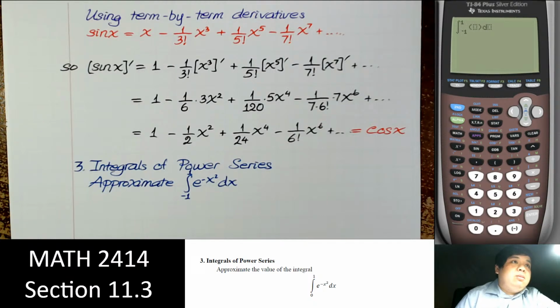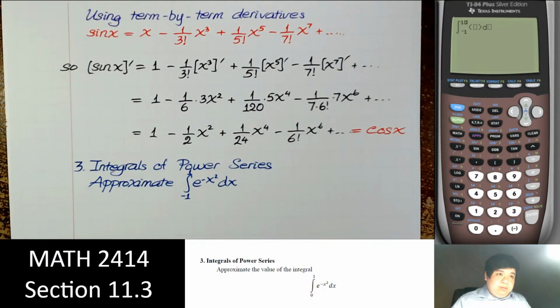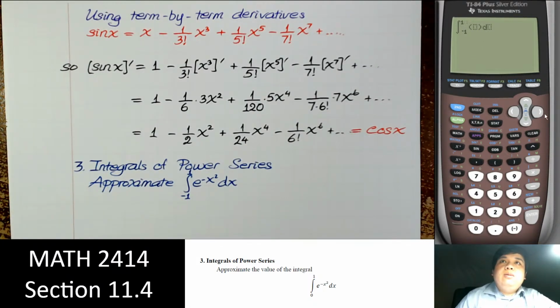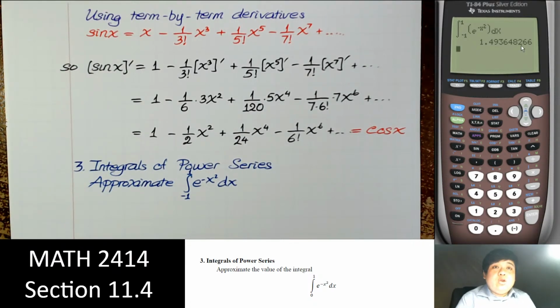Oh, sorry, I forgot to change the section. The integral of e to the negative x squared dx. So we have that much. So how could we do the approximation?